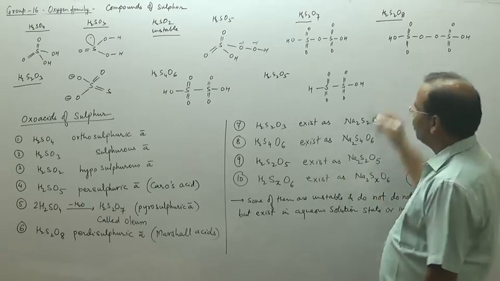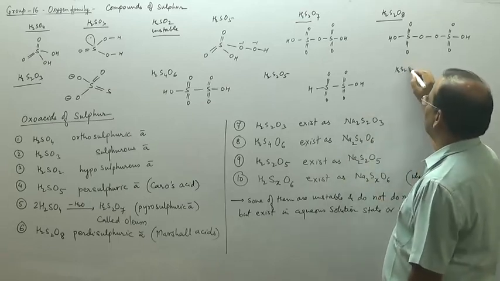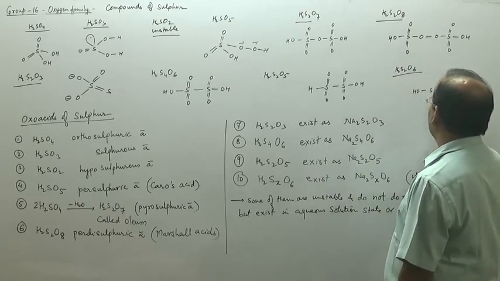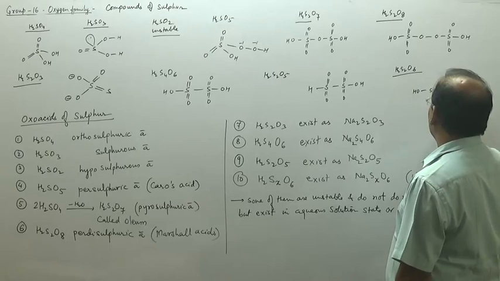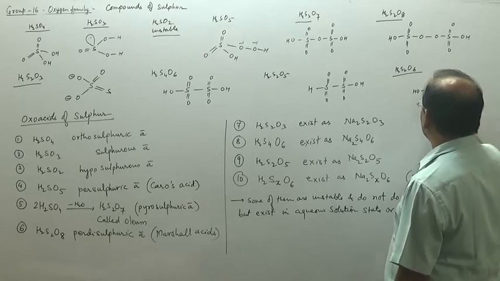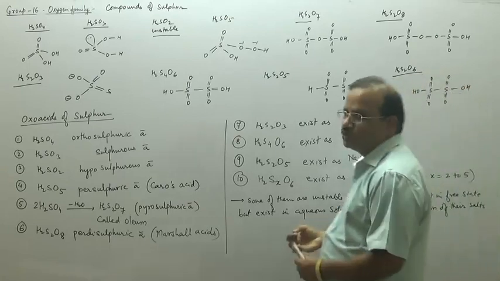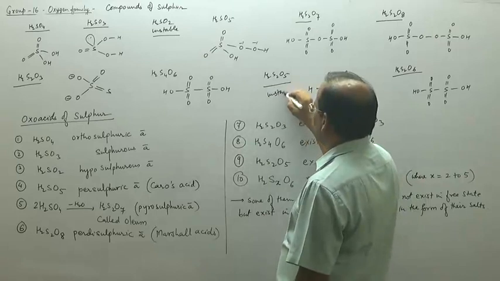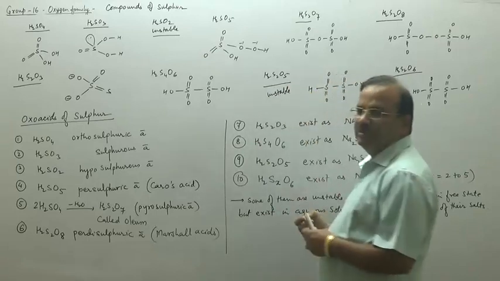Then it is H2S2O6. For H2S2O6, we are able to write HO, and the sulfur-sulfur bond is there, no doubt. Then OH, and we'll write that O6 will be like this. So that is the structure of H2S2O6. So these are unstable forms. We know that they are stable in solution state.